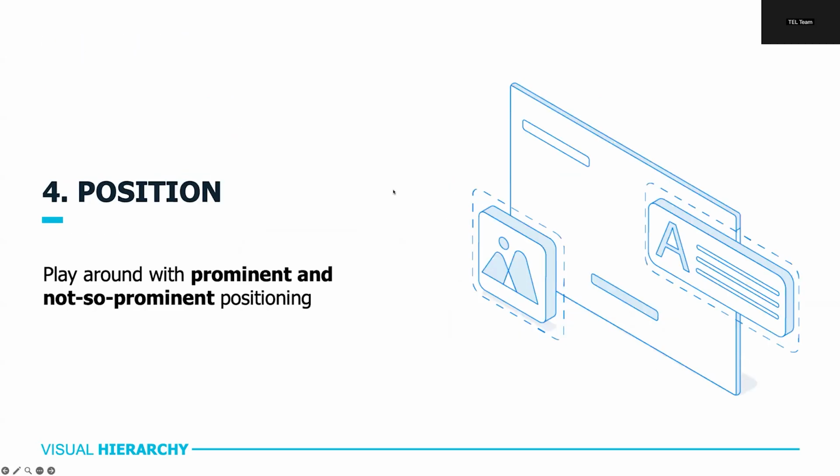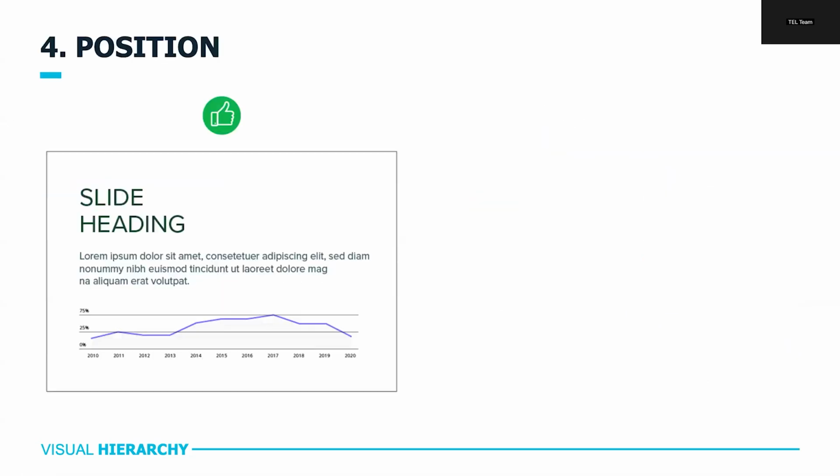Positioning then is another one. So playing around with the prominence and, I suppose, the not so prominent positioning. So here's an example of a slide with a slide heading. Now this doesn't have to be just a slide. It can be any kind of screen-based content. So when we're talking about design here, we can be talking about PowerPoint slides, documents, social media posts, slides as well.